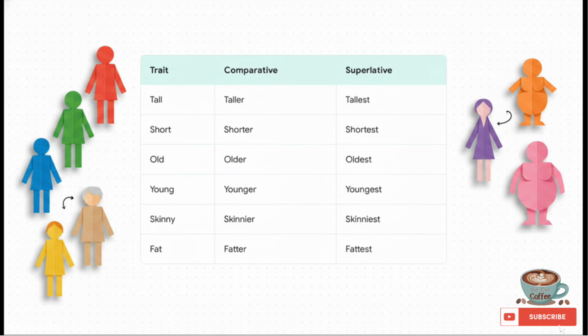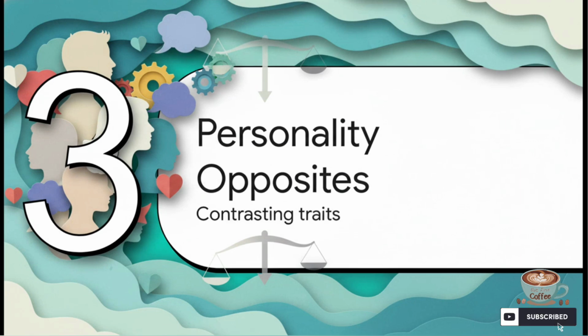But what if you're comparing 3 or more people? Well, that's when we bring in the superlative form using the est suffix. So we say Mark is the tallest, or he is the fattest. Using these forms correctly lets you be incredibly precise when you're pointing someone out in a crowd. Next up, section 3, personality traits and opposites.